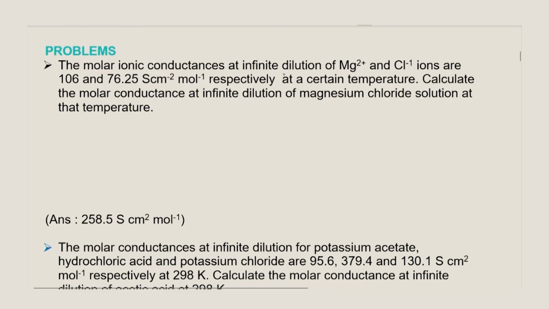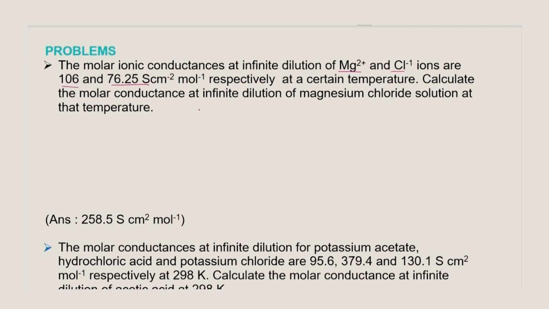Here, the molar ionic conductance at infinite dilution of magnesium and chloride ions are 106 and 76.25 Siemens centimeter squared per mole at a certain temperature. Siemens stands for ohm inverse. Calculate the molar conductance at infinite dilution of magnesium chloride at that temperature. It is a direct question of Kohlrausch's law.